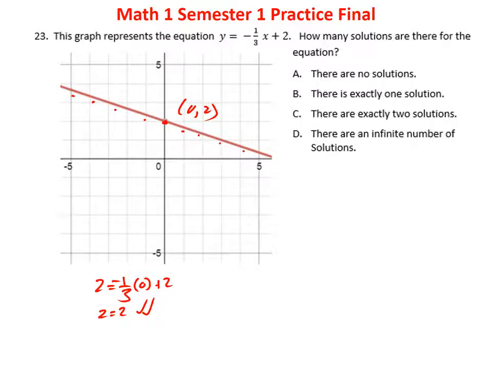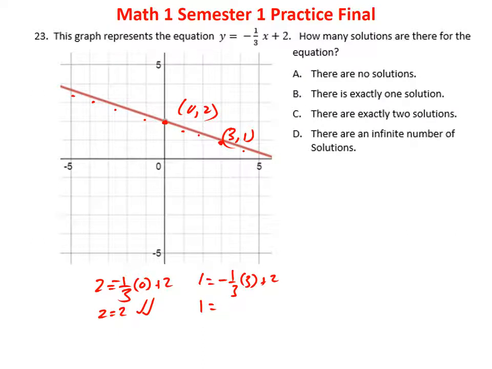The same would work for another point here, like this point here is the point 3, 1. If I put that into there for y is 1, does that equal minus 1/3 times 3 plus 2?